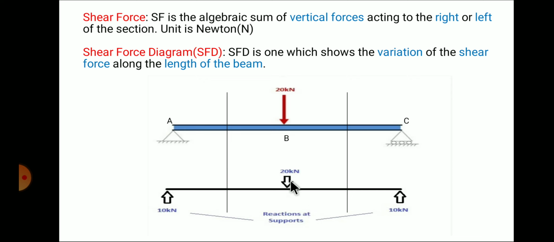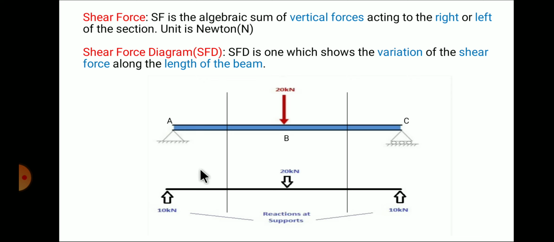If this structure has to be in equilibrium, whatever the load acting on the beam should be equal to the reaction from the beam. Then only the structure will be in equilibrium. While solving the problem, I will tell you how to find the reaction and how the structure will be in equilibrium. Now, by using this diagram, I am going to define shear force and bending moment.